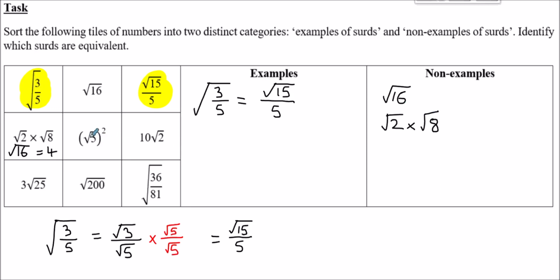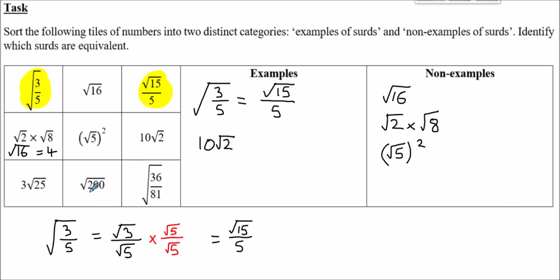Root 5 squared. Root 5 times root 5 would be exactly 5, and so this again is an example of a non-surd. Root 2 is irrational. So root 2 itself is a surd. So 10 multiplied by a surd we could also class as a surd too, and so this itself is a surd, which is 10 root 2. That would have an infinitely long, non-repeating decimal pattern, hence a surd.